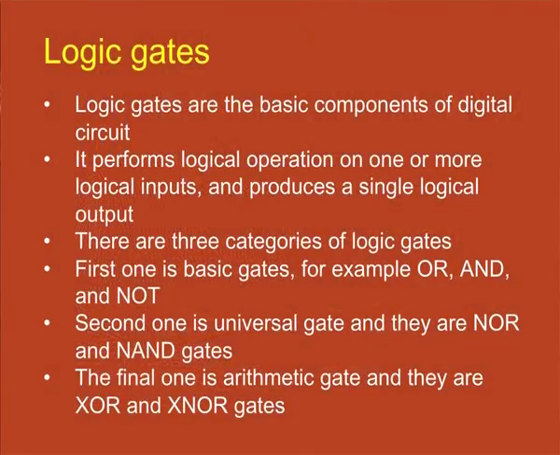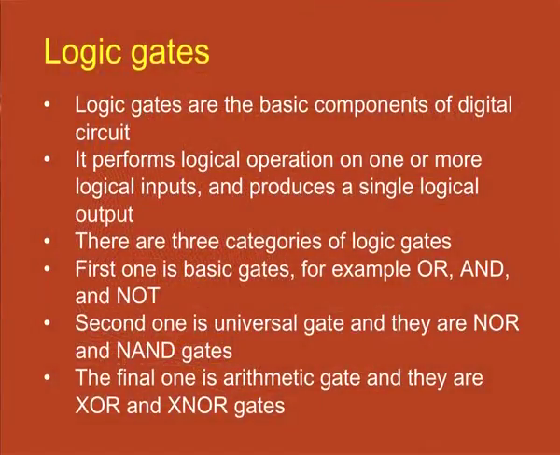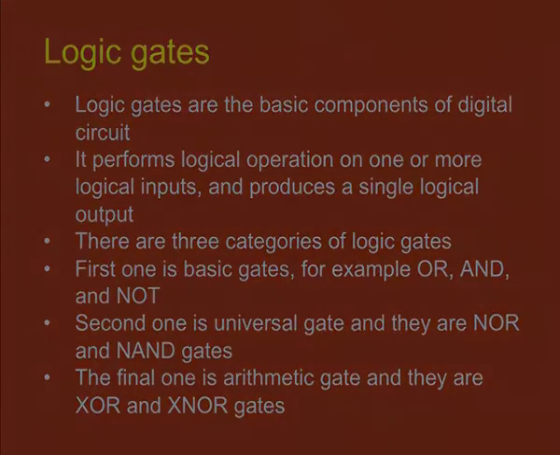Then the second category is called universal gate, and it includes two types of gates, that is NOR gate and NAND gate. So, we will show that the NOR gate and NAND gate is sufficient to get any type of gate that can be part of any category of gate that we have mentioned. And then finally, we will have the gates which are called arithmetic gate, and they are named as XOR gate and XNOR gate.